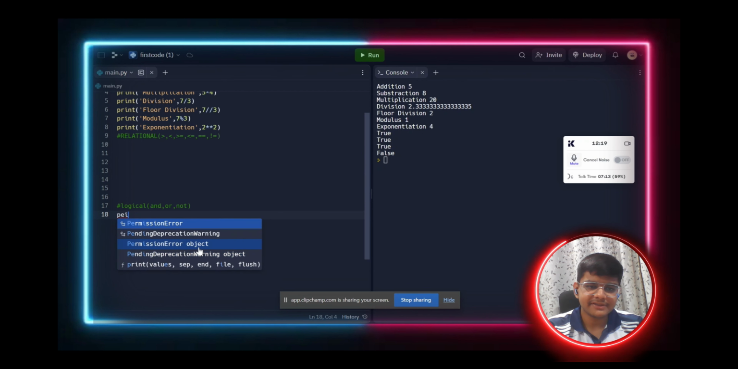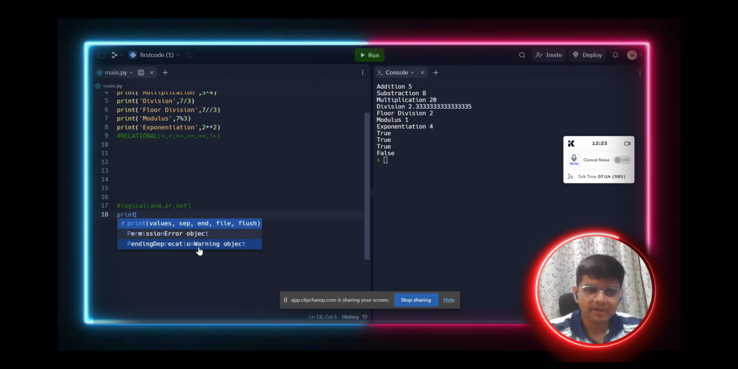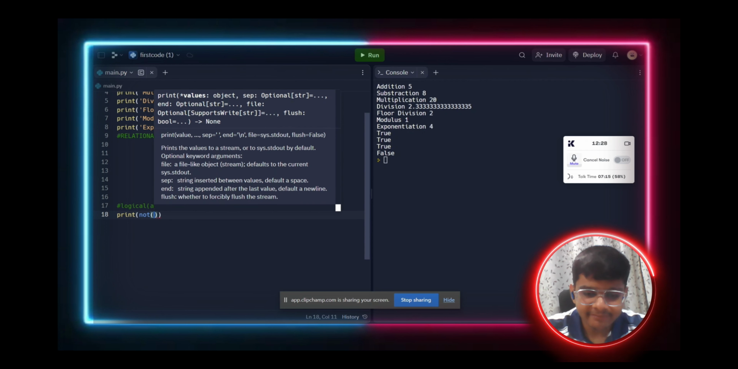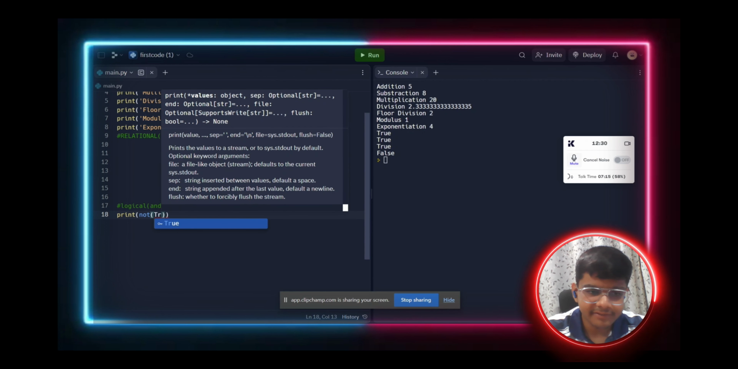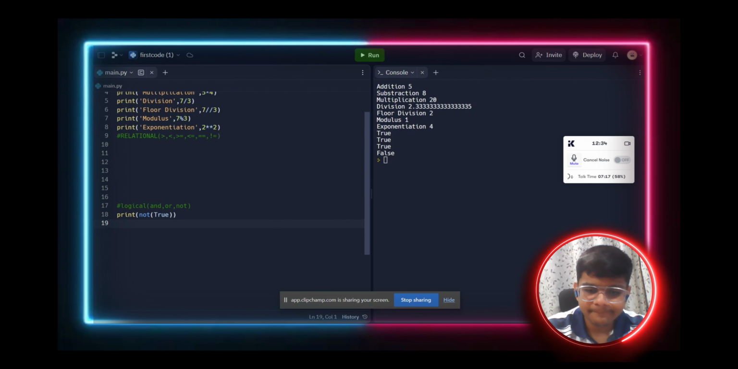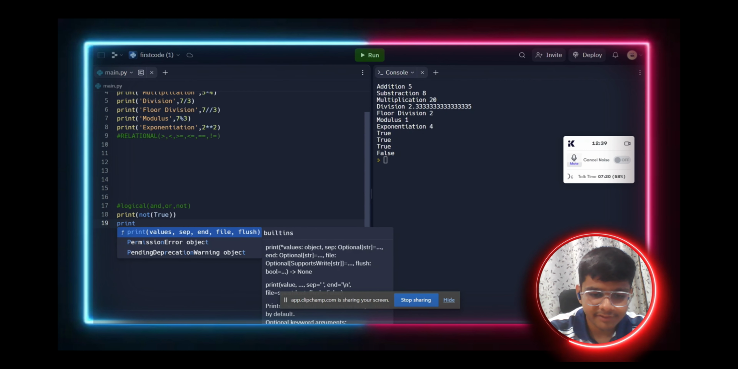So the next operator is, I think, not of such kind, the not operator. So let's deal with the not operator. Let me write it. Print. What should I use? It is a simple statement.